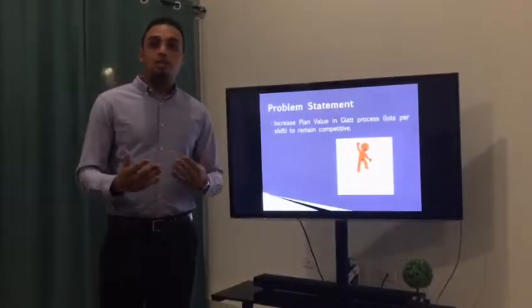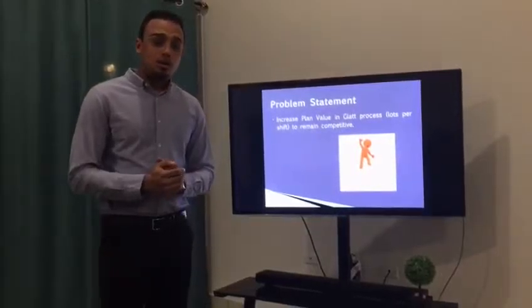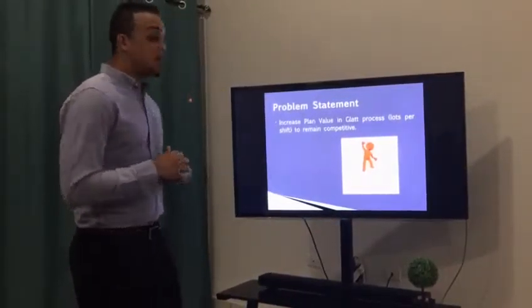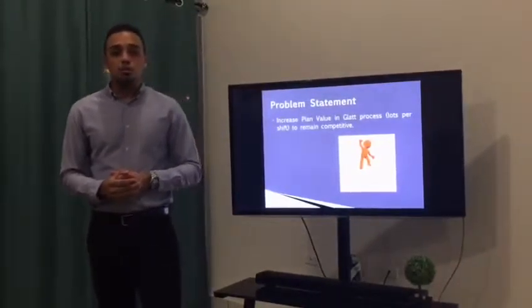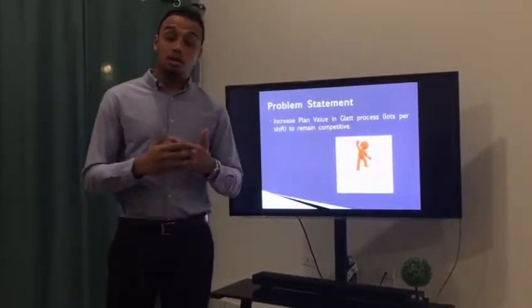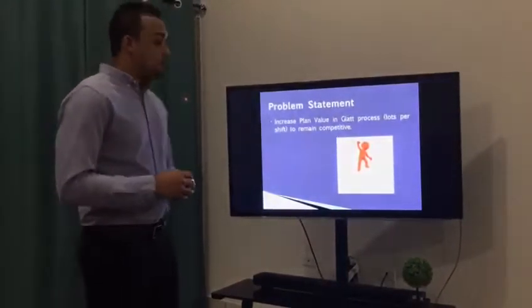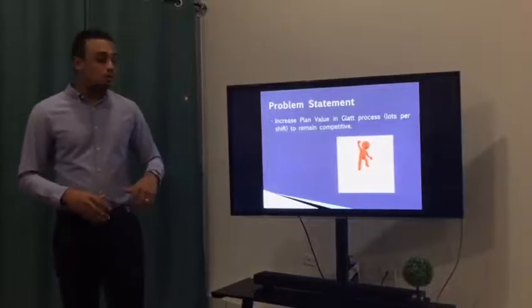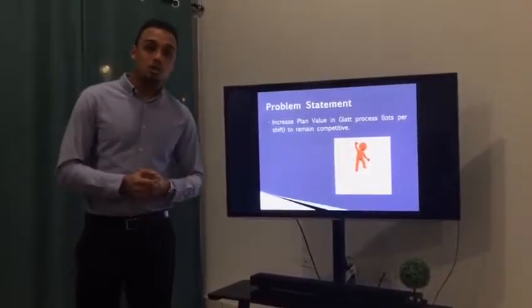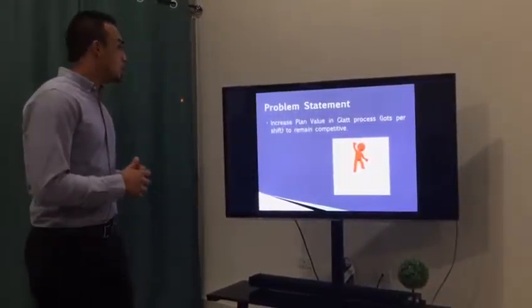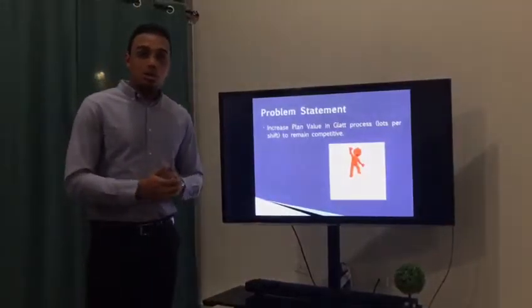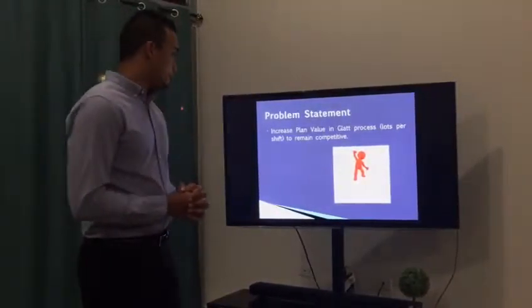So roughly we're making 2 lots per shift, which is not competitive in regards to what other plants in the market are doing. So our problem statement is focused around the glass process or manufacturing process and how we can increase the plant volume to increase, obviously, the lots per shift.